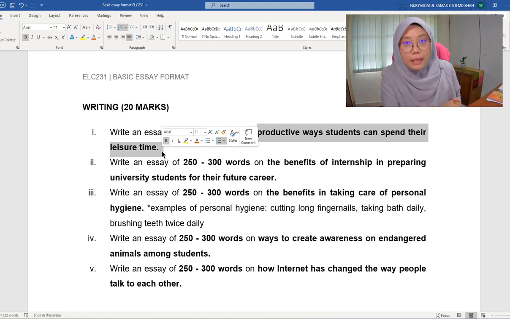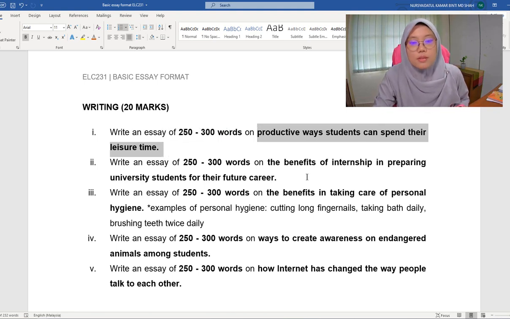So, how to get ideas? It is based on your reading. So, you need to read a lot. You have to read more than you were reading before. And the material that you read must be related to current issues. And current issues that are closely connected to students or young adults. Okay? Because all of the topics or the titles for your essay writing are going to cover matters related to young adults and university students.